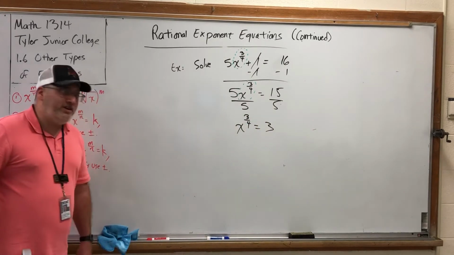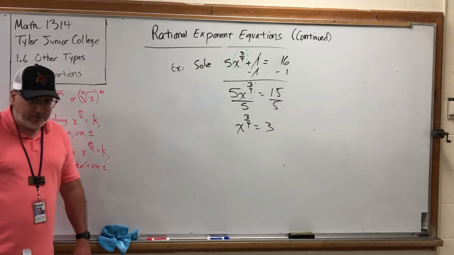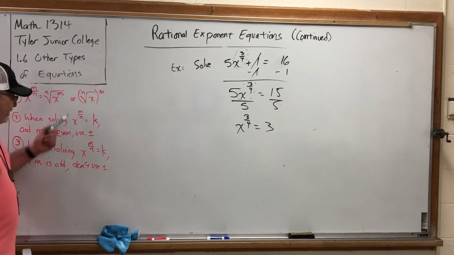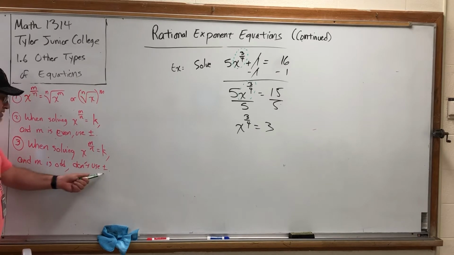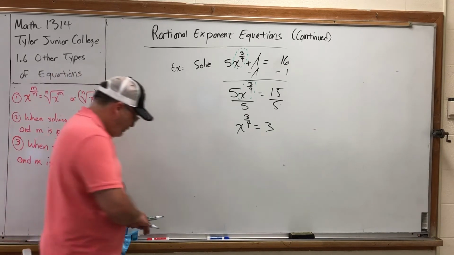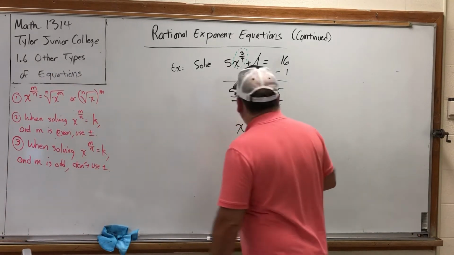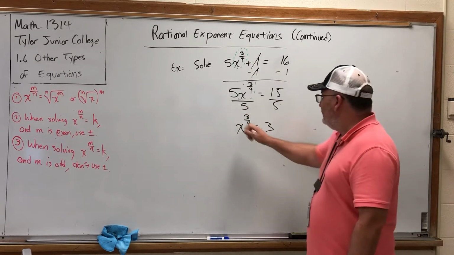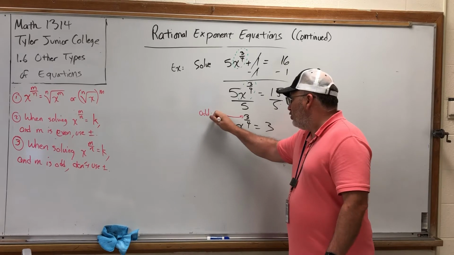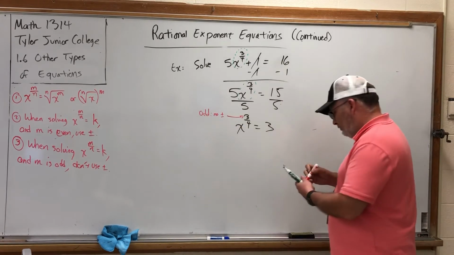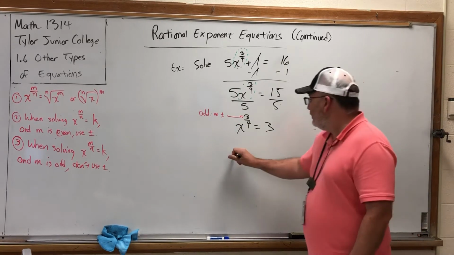Now, before we do anything else, let's decide if we need a plus minus. That is dictated by the numerator and whether it's odd or even. The numerator of the rational exponent is 3, that's odd, and when it's odd, we don't use a plus minus. We could have decided that at the beginning, because this is odd, there is no plus minus. So let's proceed.